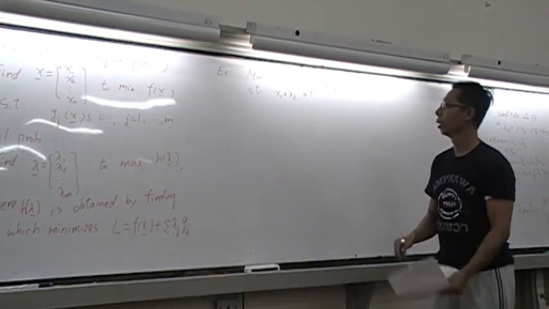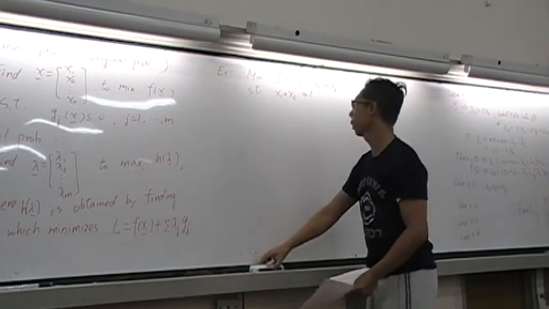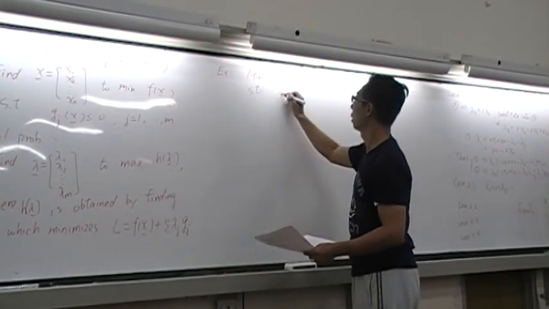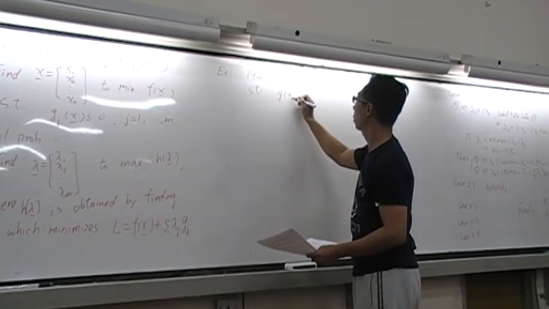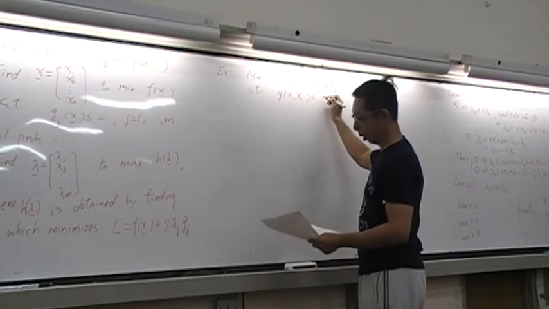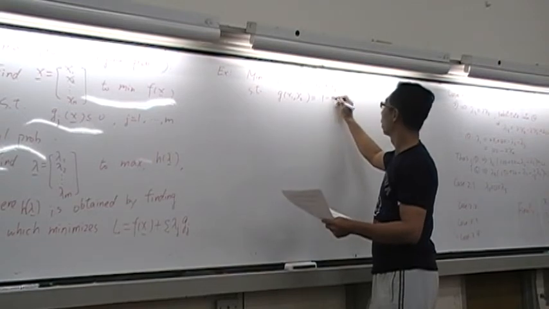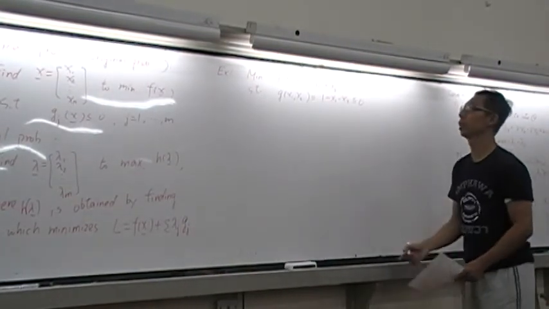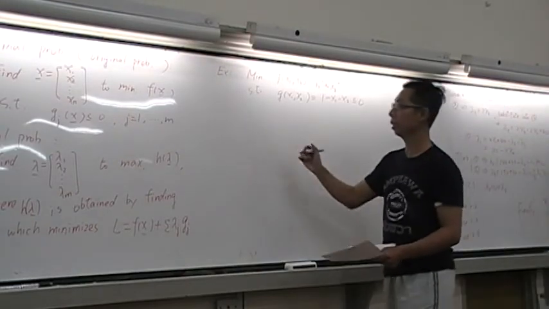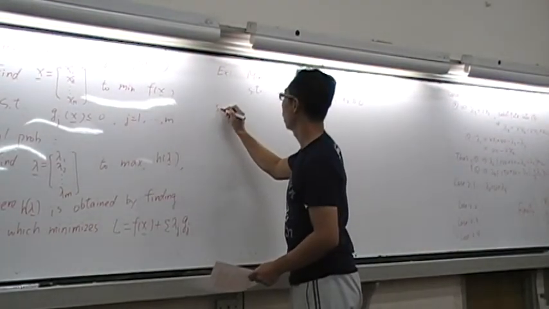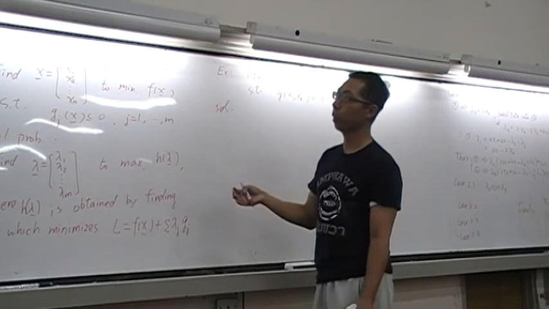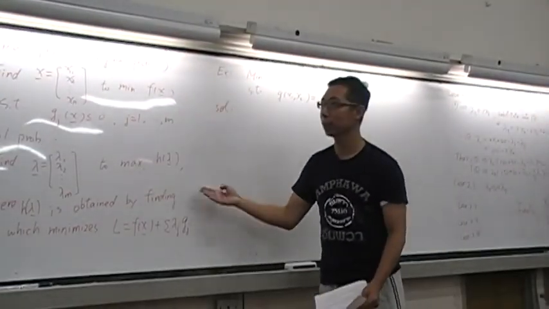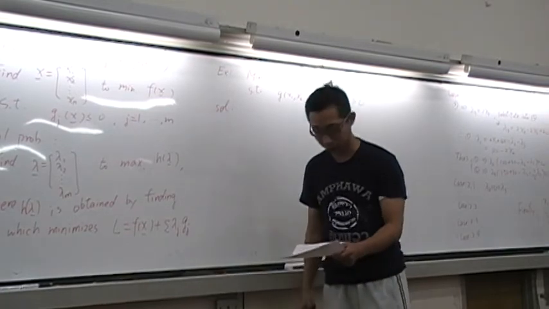But I think it's better to use the standard format. So let's say g(x1, x2) equals 1 minus x1 minus x2, right? So g is less than 0. So this is the problem, and let's try to solve this problem using the duality theorem and the duality and saddle point theorem.